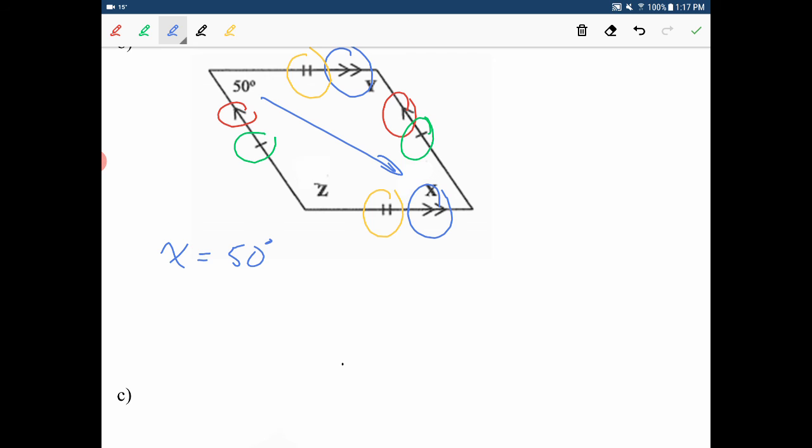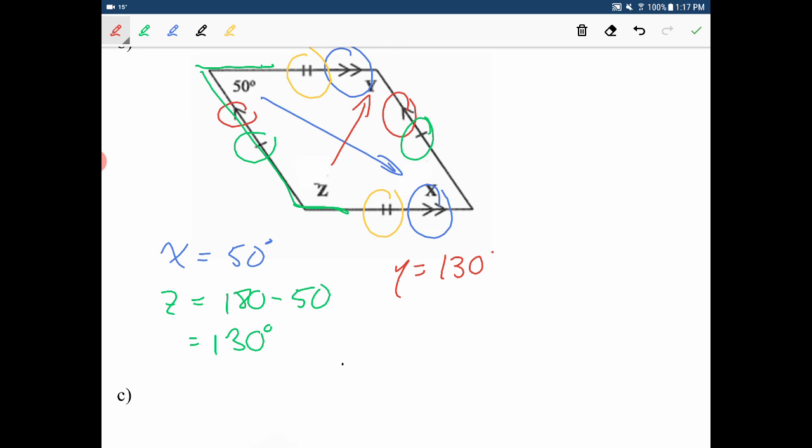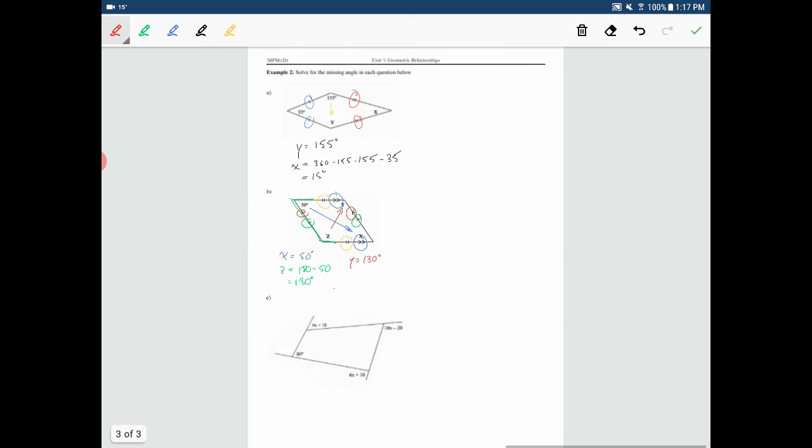The next thing we can do is think about the rules we talked about in the last lesson, where we've got our C pattern here. We can create a C pattern like this, and you can see that the 50 and the Z have to equal 180. So Z is going to equal 180 minus 50, which gives us 130 degrees. And then finally, Z and Y are going to be the same, so Y will also equal 130 degrees. All right, and that's it.